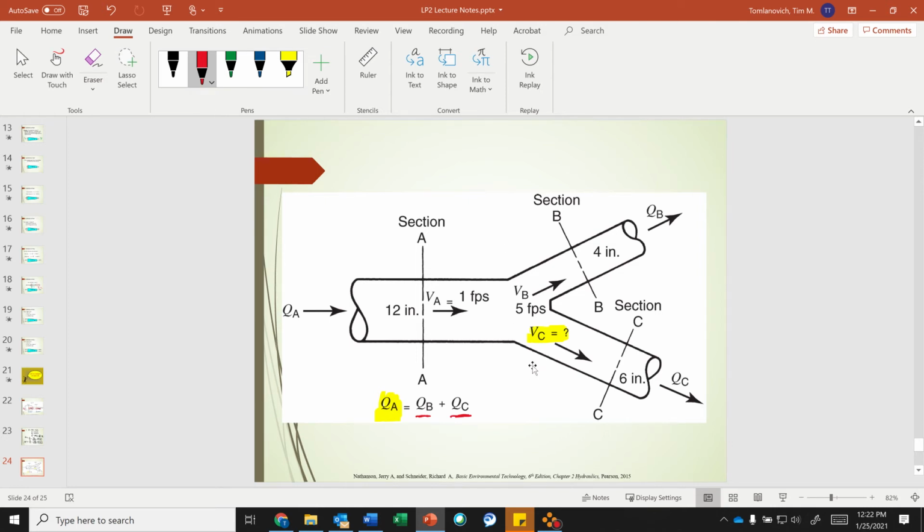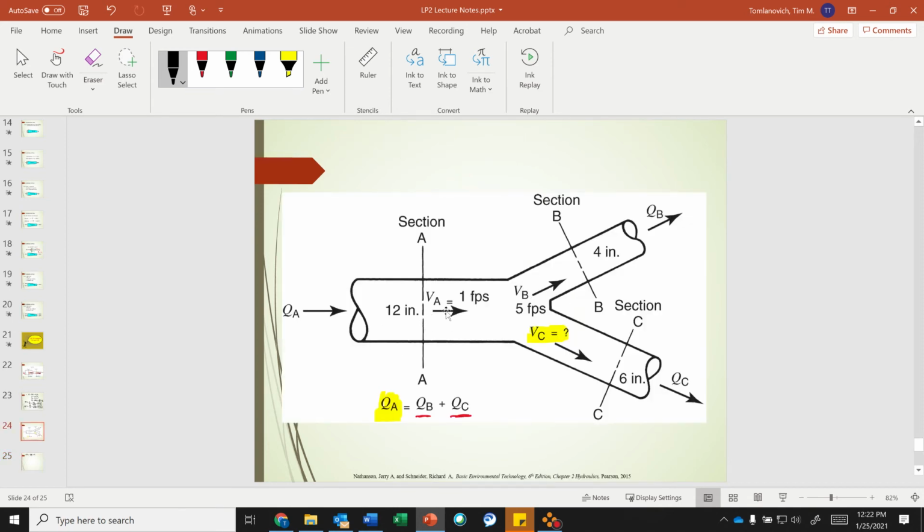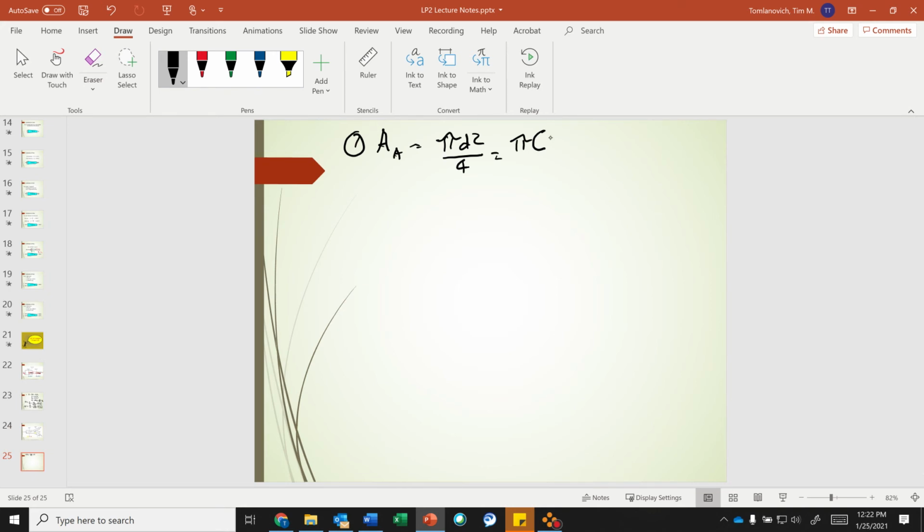Let's find the area of section A, which equals pi d squared over 4, which equals pi times 12 inches in diameter for section A, which is 1 foot, because I needed it to be in feet, divided by 4. Pi divided by 4 is 0.785 square feet.